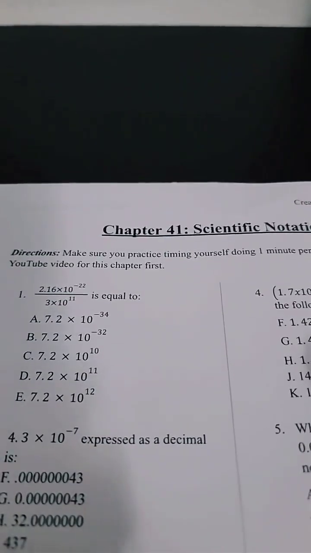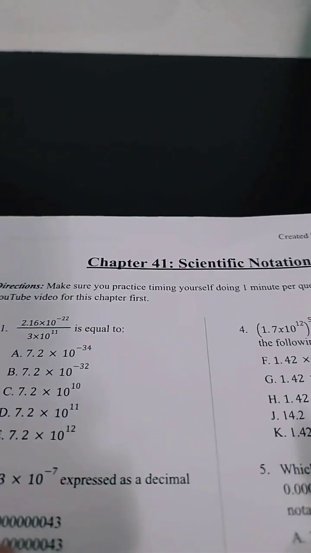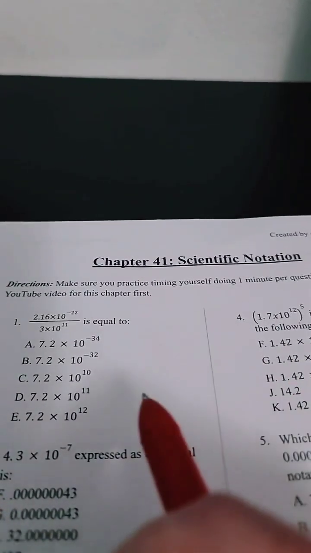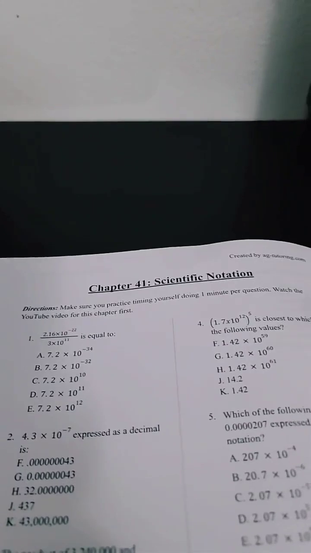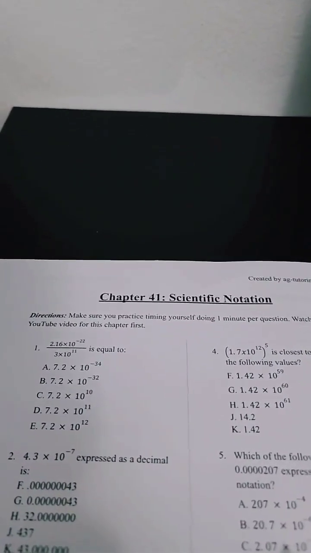So let's go to chapter 41, scientific notation. For this, you can use, again, this is kind of like the logs chapter where if you're just good with a calculator, you don't even have to learn it. So just know that you can do that instead, because on the ACT, you get a calculator the whole time.